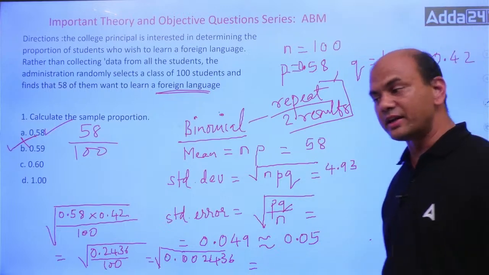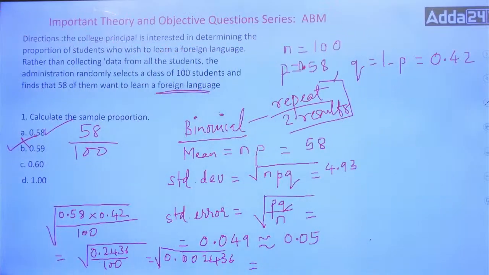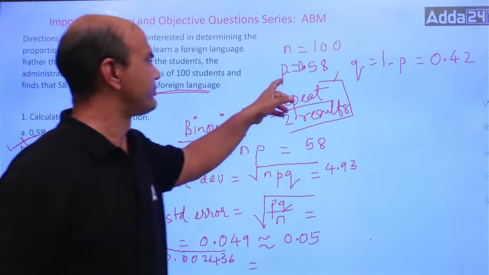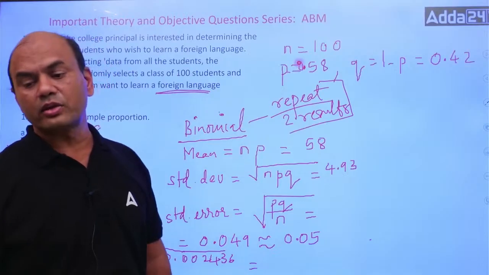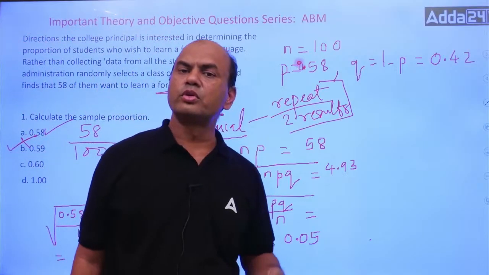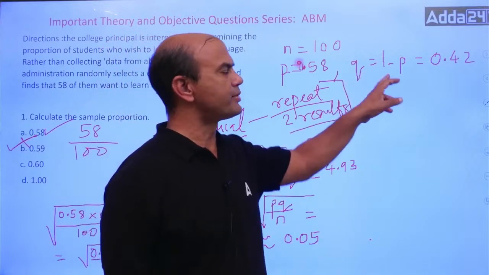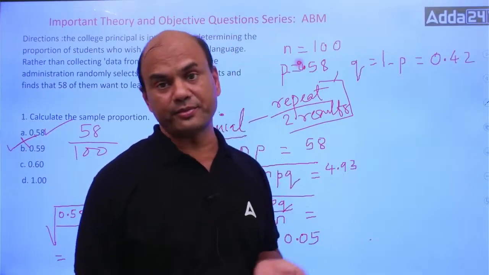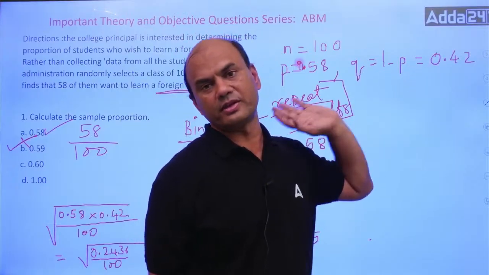Second you require is standard deviation. So look at the formula for standard deviation. Standard deviation equals what? Root of NPQ. What is P and what is Q? P is success. If P is success, then Q means failure. What is failure? Those who don't want to learn foreign language. So that is 42. 42 means what? 1 minus P. Kindly note, failure is always 1 minus P. So 0.58 is a success, so 0.42 will be the failure.